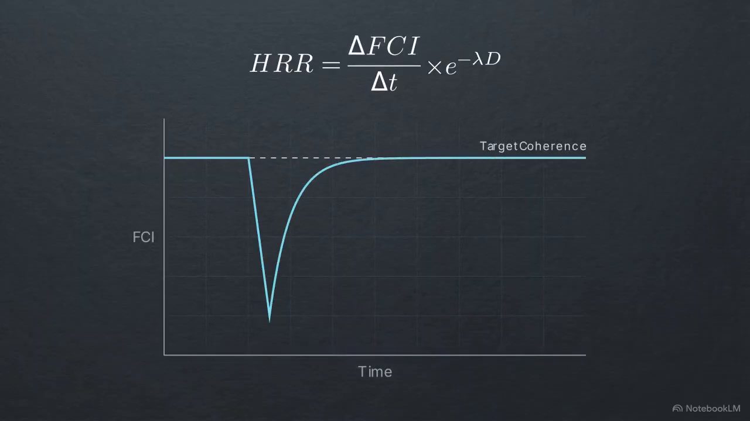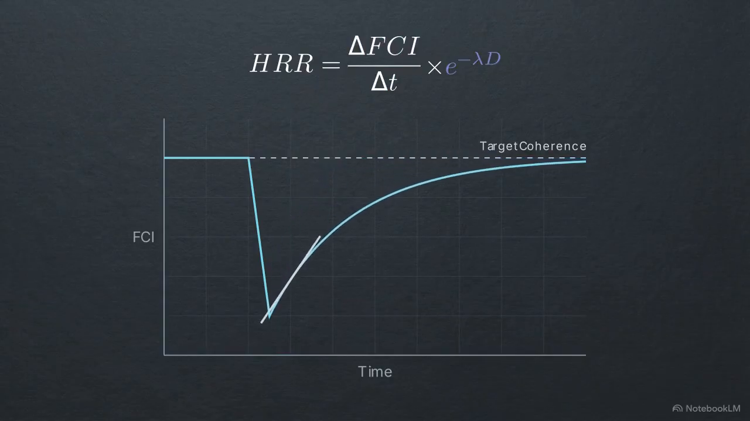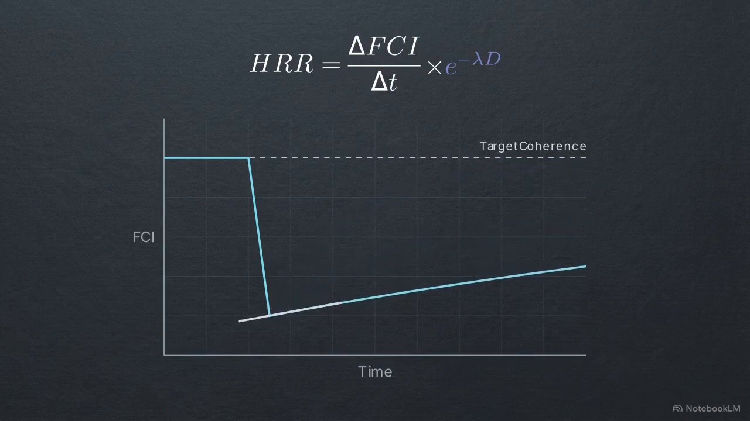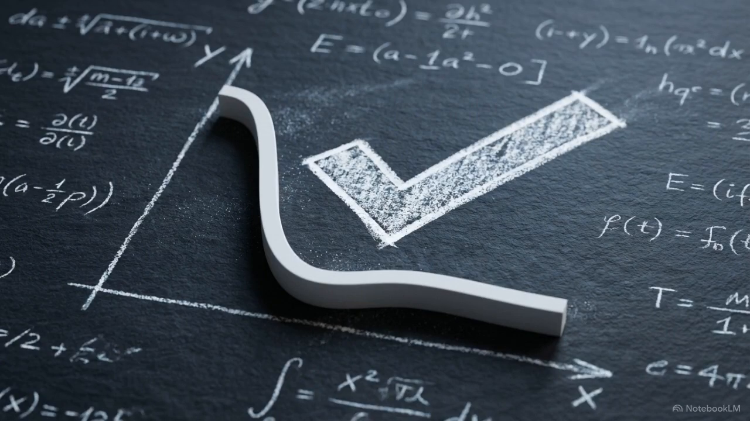The first half calculates raw recovery speed, the change in FCI over time. The second half applies an exponential penalty based on dissonance amplitude, D. High dissonance flattens the curve. Finally, the lambda symbol acts as a damping factor. Researchers adjust it to test the network's resistance. By combining recovery speed with an exponential dissonance penalty, the system successfully quantifies network resilience.